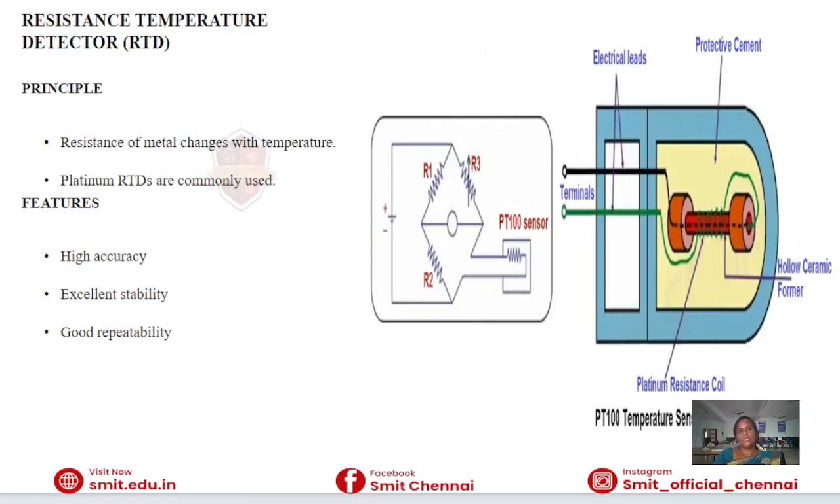A resistance temperature detector, commonly called RTD, operates on the principle that the electrical resistance of a metal changes with temperature. As temperature increases, the resistance of the metal also increases. Platinum is the most commonly used material because of its stability and accuracy. The main advantages of RTDs are high measurement accuracy, excellent stability, good repeatability, and long-term reliability. RTDs are widely used in laboratories and industrial process control systems where high accuracy is required.